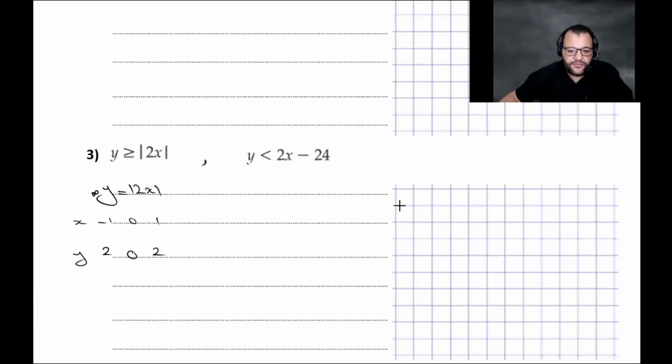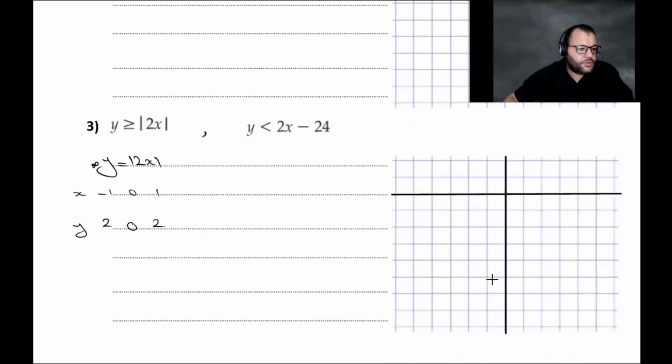So we can graph it. Also, this is a V shape, right? Yes, the absolute value gives a V shape. I'm just making sure.